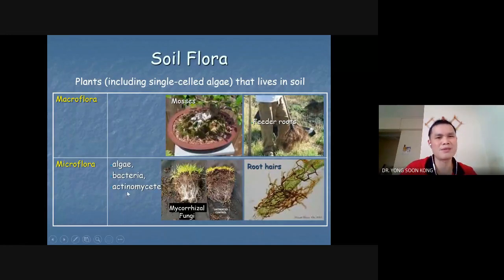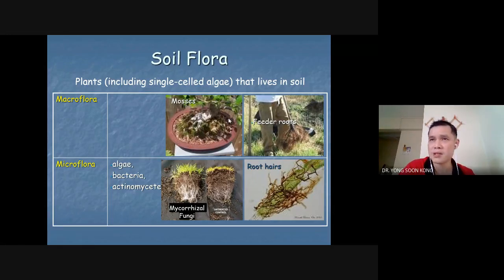These are sometimes called plants, but if you look carefully, it's more than plants lah. Now, the plants that you can see right there have chlorophyll. They can manufacture their own glucose. Those include moss and also feeder roots. Moss you can see right here. In Bahasa Melayu, you call it lumut.